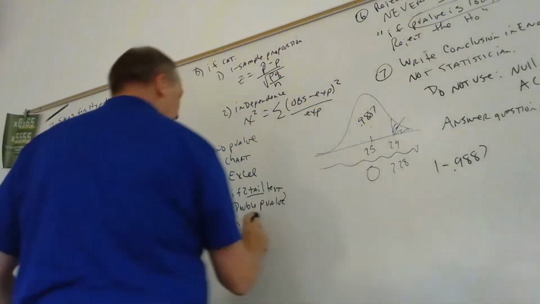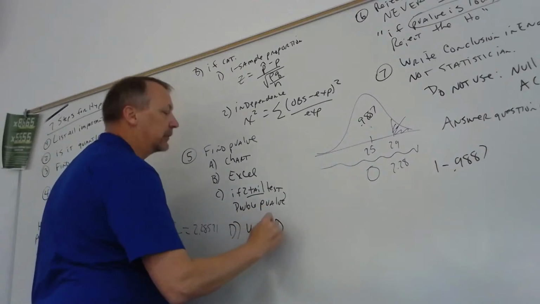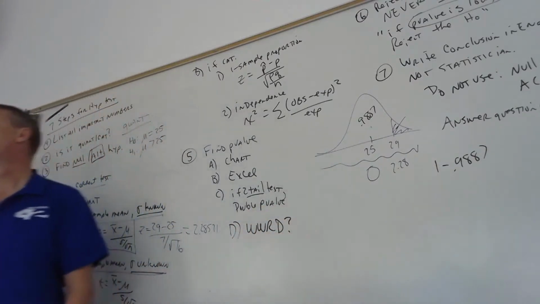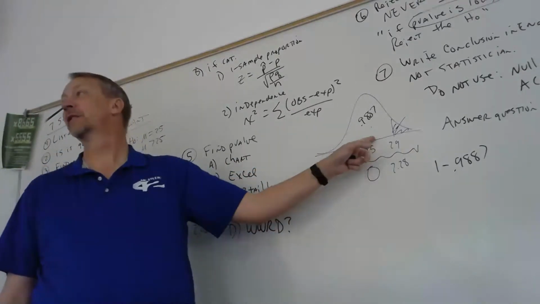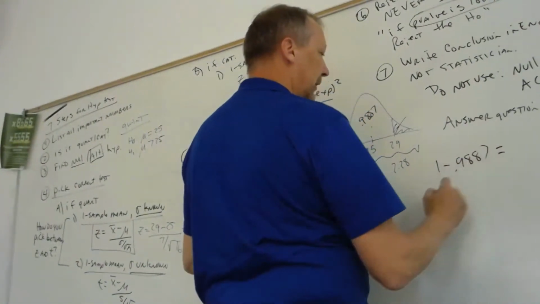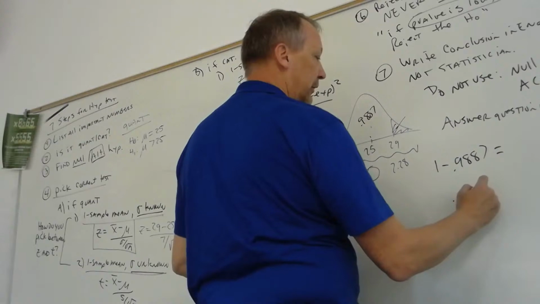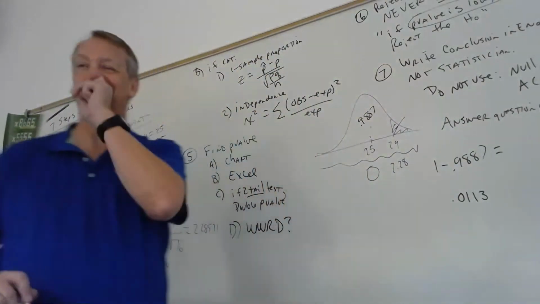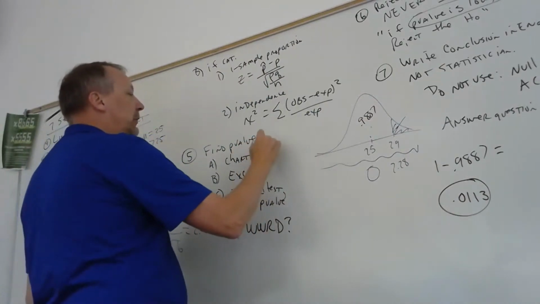Actually, let me back up. Instead of answering it that way, what would Rick do? Draw a picture. Rick would draw the picture so that he doesn't mess up his p-value. 1 minus 0.9887 equals 0.0113. Correct? Okay? So that's the answer we get with the chart, 0.0113.